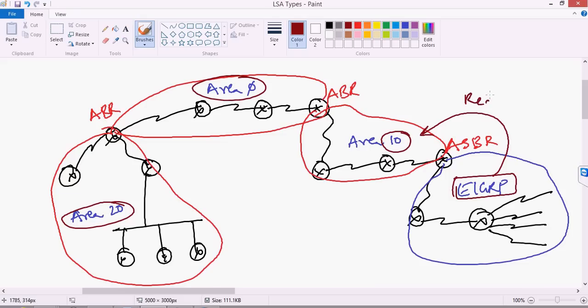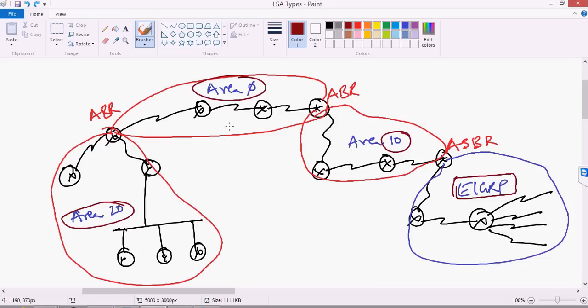So we know how to do redistribution between different routing protocols. The router which is doing redistribution, we call it an autonomous system border router. So this is your ASBR, which is redistributing the routes into OSPF. And these are your area border routers, ABR, which connect multiple areas. So here I have a very simple diagram with 3 areas and routes coming from EIGRP, or it can be RIP, whatever the routing protocol.